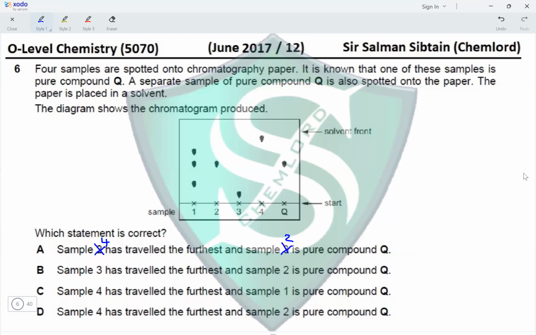Next, sample 3 has traveled the furthest? No, sample 4 has. And sample 2 is the pure compound Q? Yes. Sample 4 has traveled the furthest? Yes. And the sample 1 is pure compound Q? No, sample 2 is pure compound Q. And the last one, sample 4 has traveled the furthest? Yes. And sample 2 is the pure compound Q? Yes. So option D is the correct option for this question.